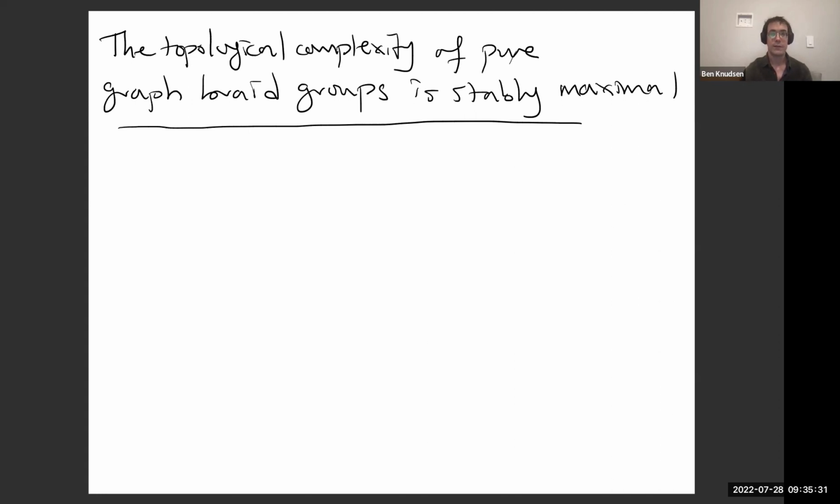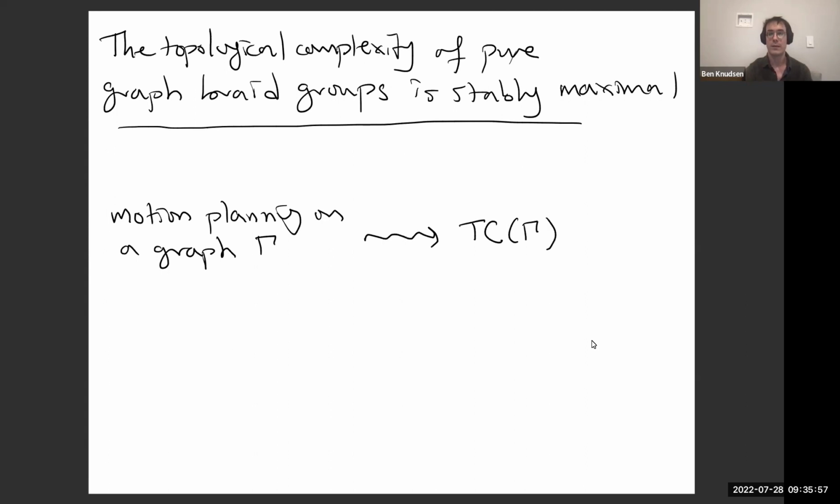Great, so a little bit of background. If you want to understand how to motion plan on a graph, and that's a very real world kind of thing you might want to do, maybe the graph is a road and you are motion planning self-driving cars, or the graph is a factory floor and you're motion planning robotic workers, then one thing you can say about that problem is what is the topological complexity of the graph? That's not a very hard thing to calculate.